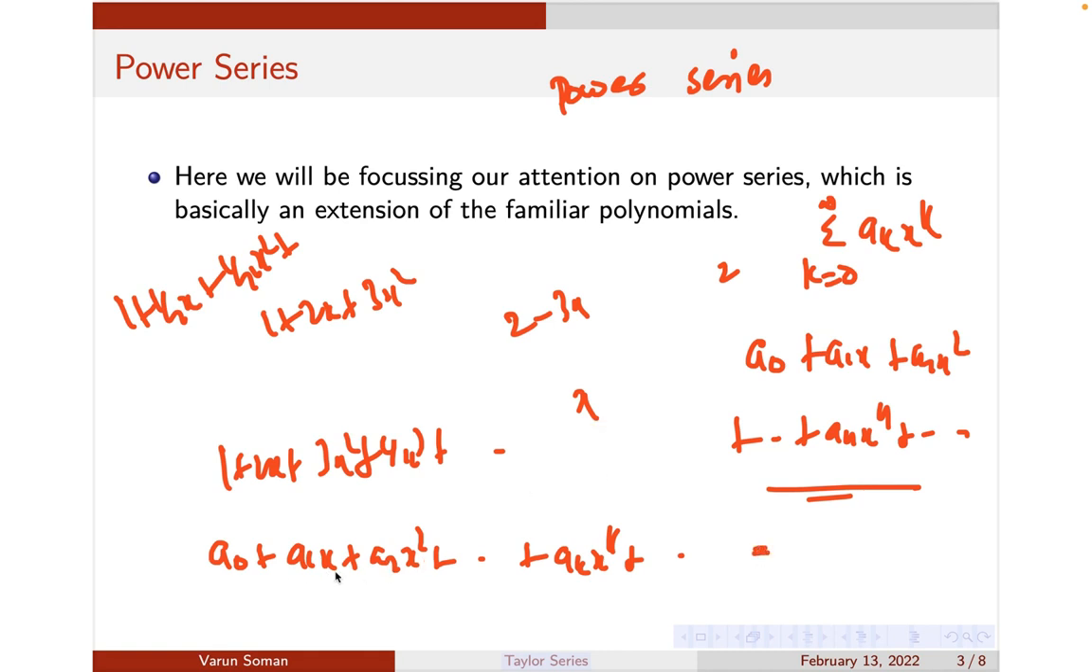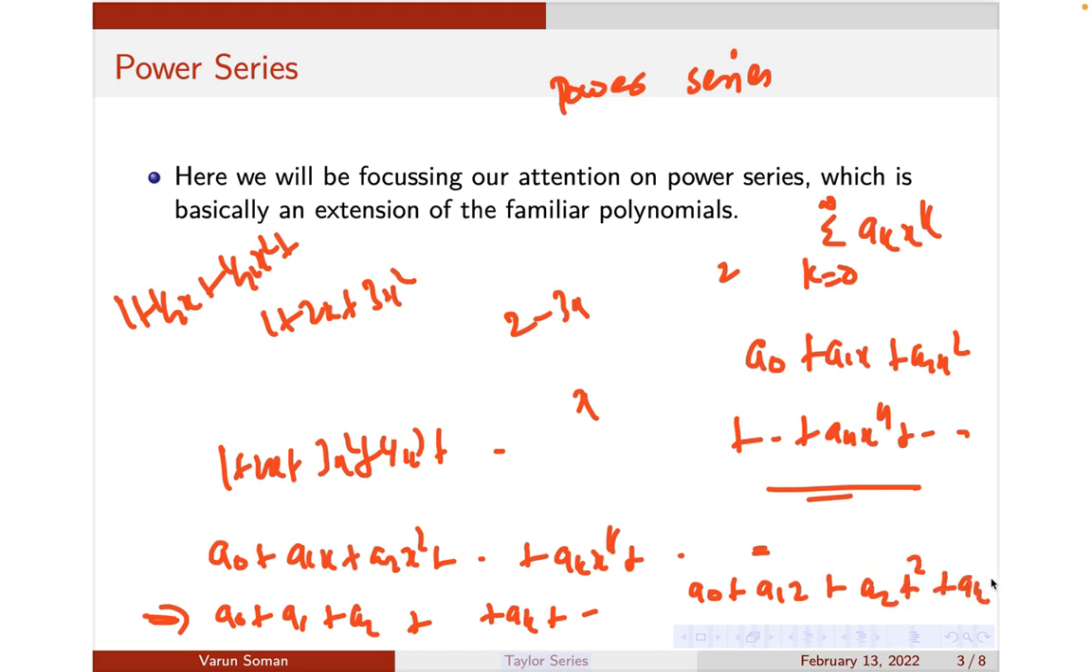So this series can have different values for different x. For example, if the value of x is 1, the series will be a naught plus a1 plus a2 plus etc. plus ak plus etc. So the convergence will definitely depend upon the values of a naught, a1, a2, etc. If x is 2, I will be getting a different series: a0 plus a1 into 2 plus a2 into 2 square plus etc. plus ak into 2 raised to k plus etc. So we will have to discuss the various tests, comparison test or ratio test etc., to discuss the convergence of this.